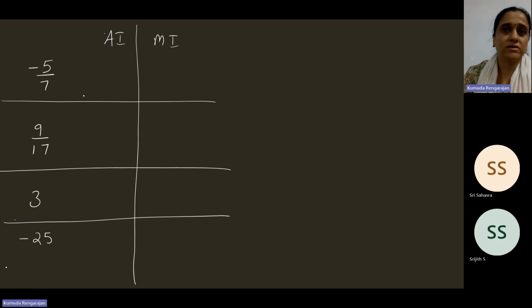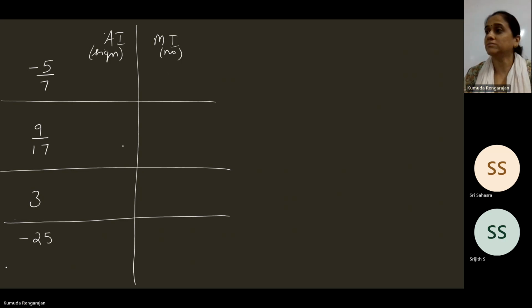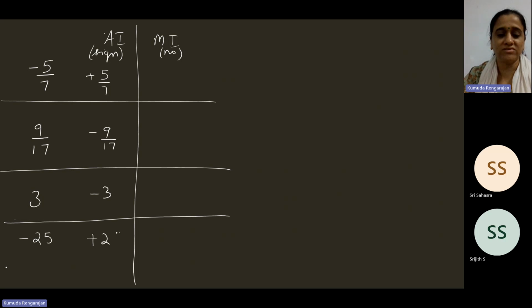Now additive inverse. What's the additive inverse of minus 5 by 7? Disturb the sign. Plus 5 by 7. Yes. Minus 9 by 17. Minus 3. Minus 25. Plus 25. Yeah.